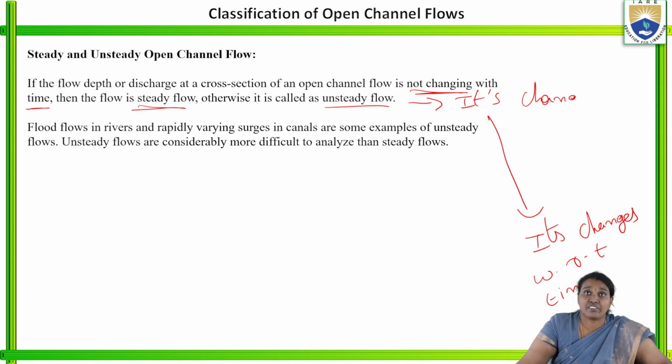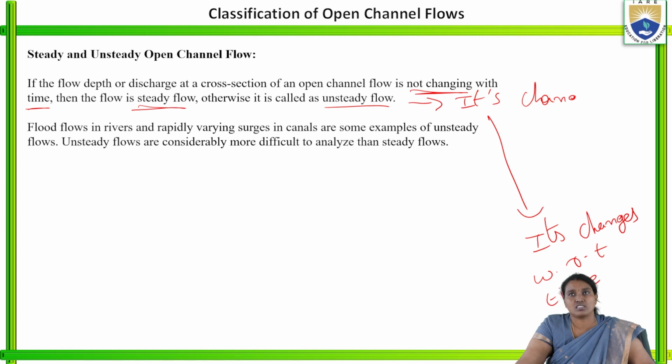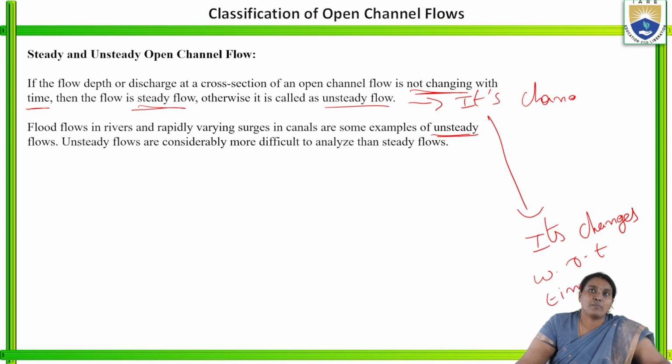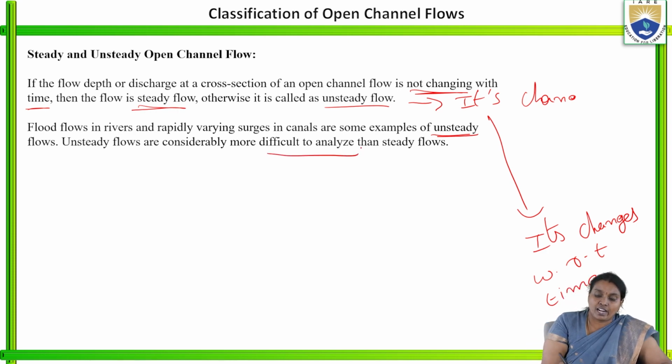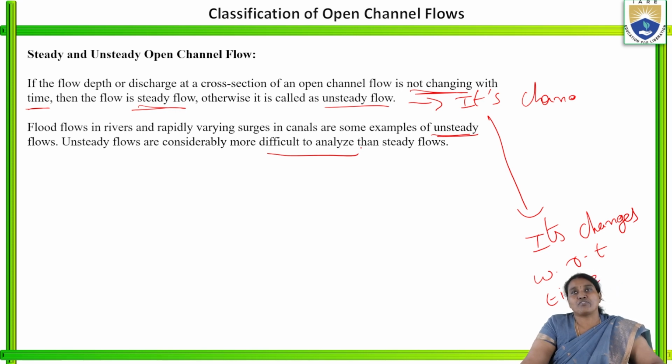Flood flows in rivers and rapidly varying surges in canals are some of the examples of unsteady flow. The discharge changes over time, and that too rapidly, at the time of a flood and in different situations. Unsteady flows are considerably more difficult to analyze than steady flows because of the variations involved in the discharges as well as the depths.